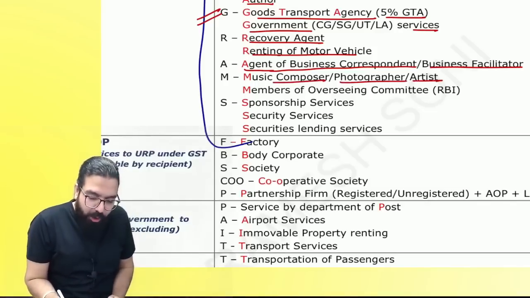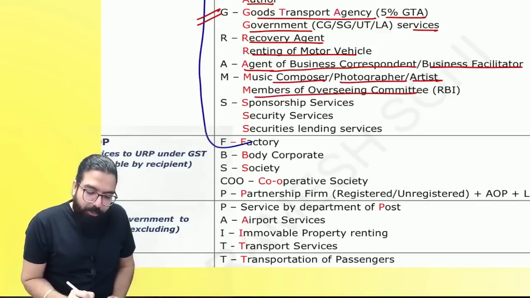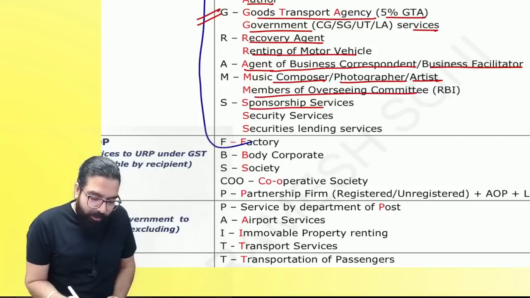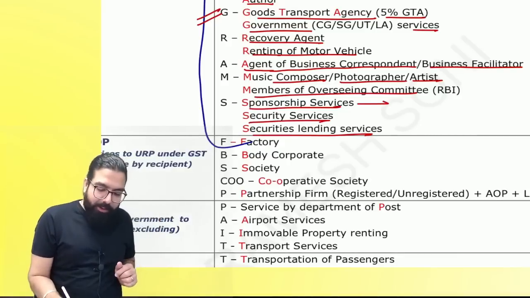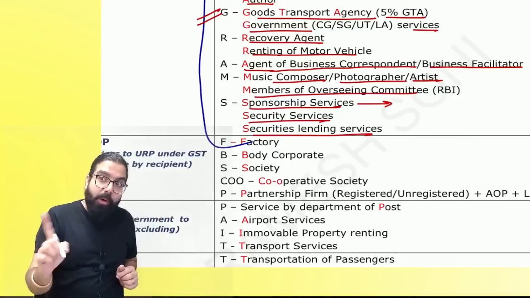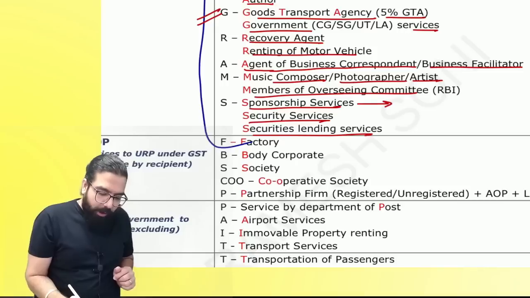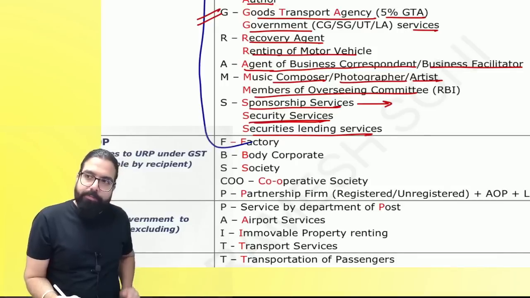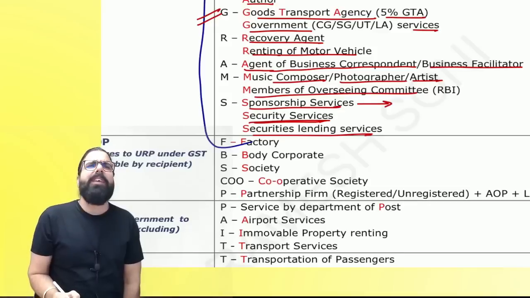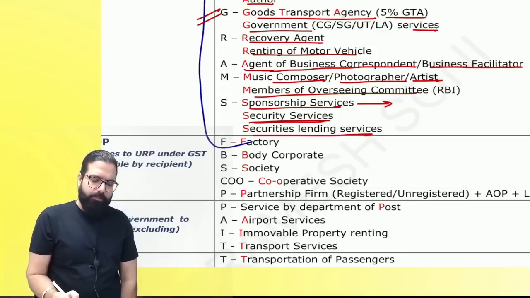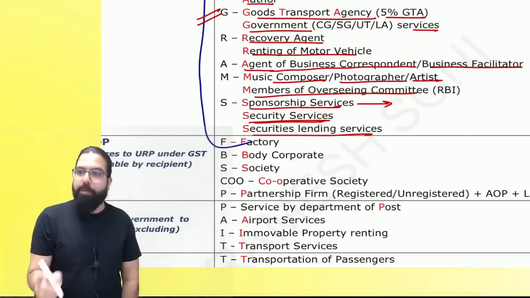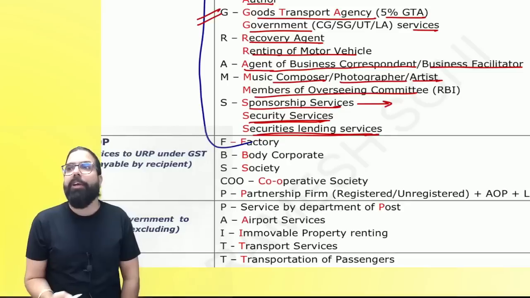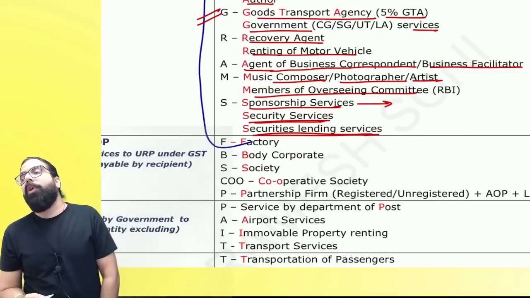RCM: music composer, photographer, artist, members of overseeing committee to the RBI, and the last ones are sponsorship service, security service, and securities lending. Sponsorship service, remember, partnership firm or body corporate. Security services, who will pay, everyone? You have to remember, security services, not body corporate, registered person. Can I go ahead, everyone? And the last one over here, securities lending, who will pay? Borrower will pay, and borrower pays what?